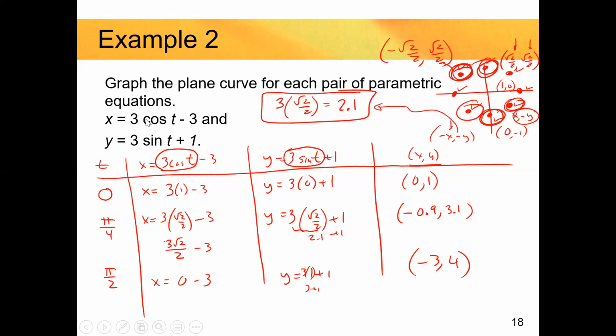So x is 3 cosine t minus 3. Y is equal to 3 sine t plus 3. Wait, so can you just look at that and just say that's the center of it? Absolutely. What's the radius on the circle? 3, because of the multiplication.